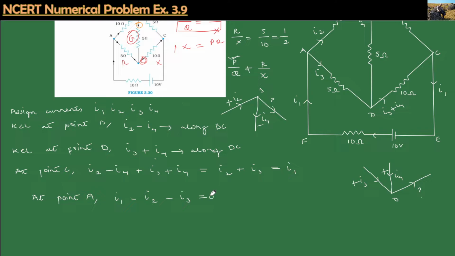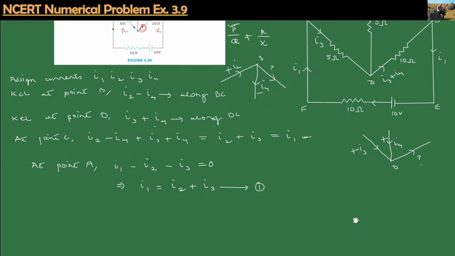This will be equal to 1, 0. Then if you try to solve again from here, that means this value of I1 will be equal to I2 plus I3, which I have shown on this step. Now let us mark this as equation number 1.